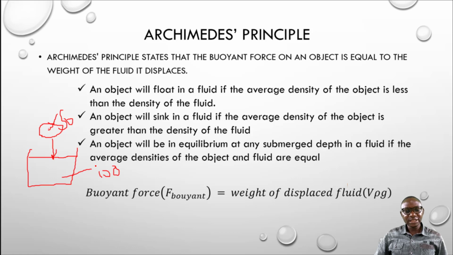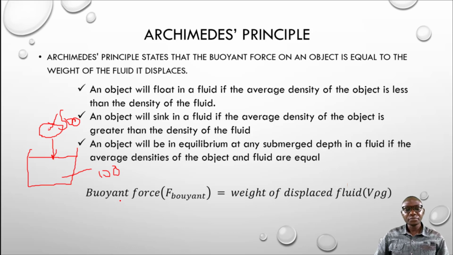And the third one says an object will be in equilibrium at any submerged depth in a fluid if the average density of the object and the fluid are equal. Let's say the average density of this material is 100 and the average density of the fluid is also 100. So the material will be at equilibrium, it will be floating.